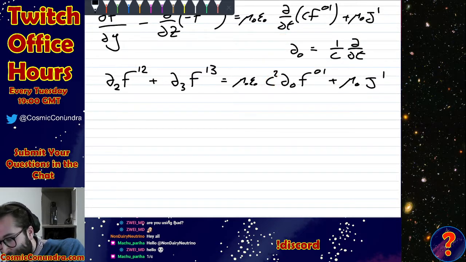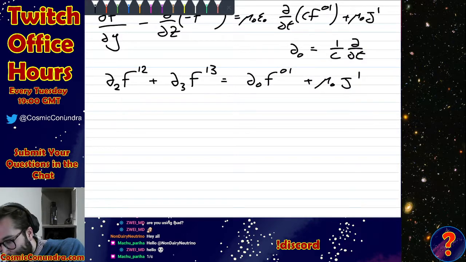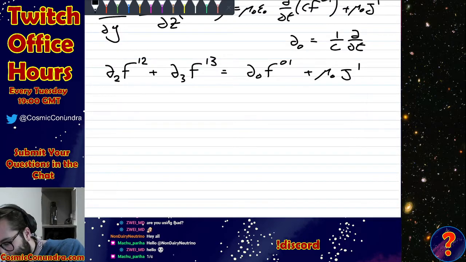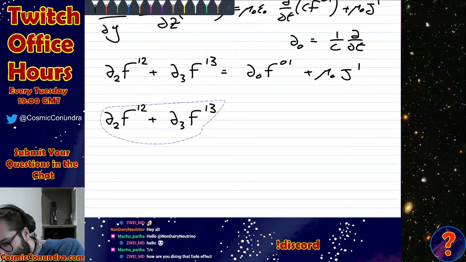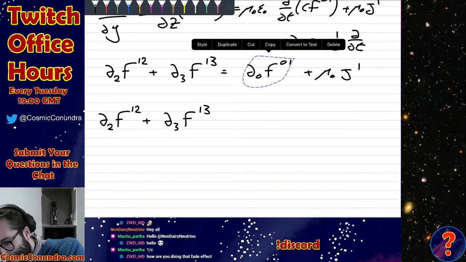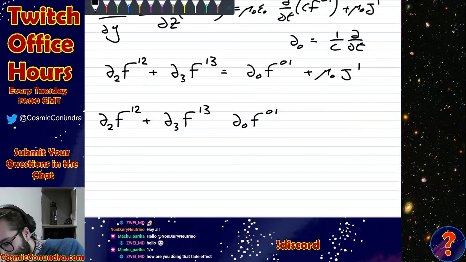And then I use the fact that c squared is equal to 1 over epsilon naught mu naught, so this actually cancels these components here. And now I want to bring all of my derivatives to one side. So I'm just going to be lazy and copy these. And then I've got minus this derivative here, and that's equal to mu naught J1.